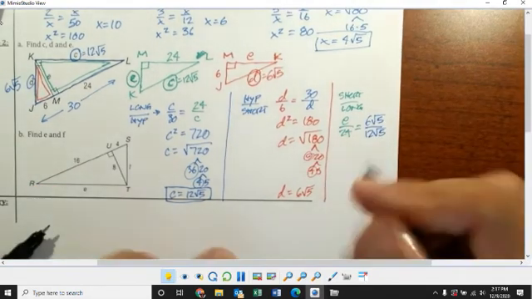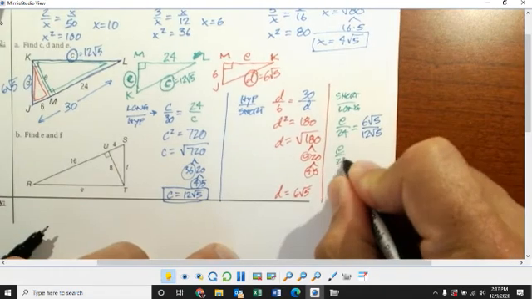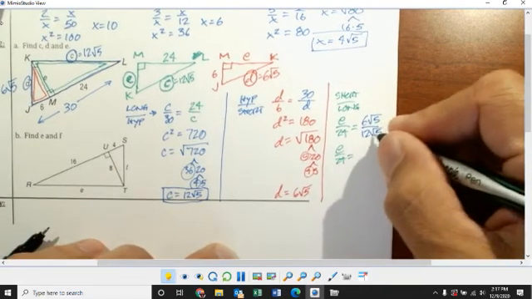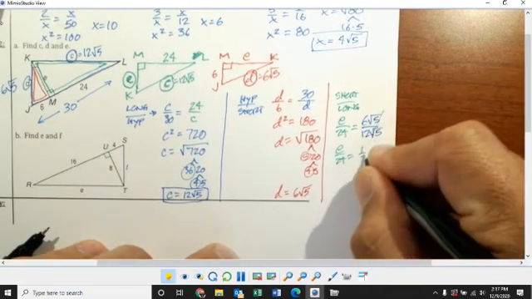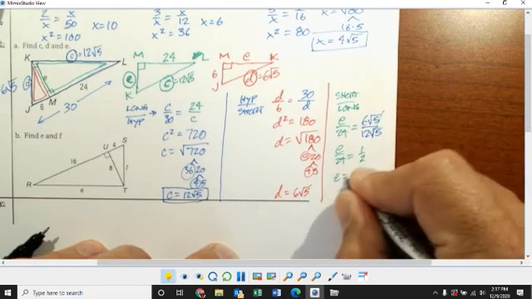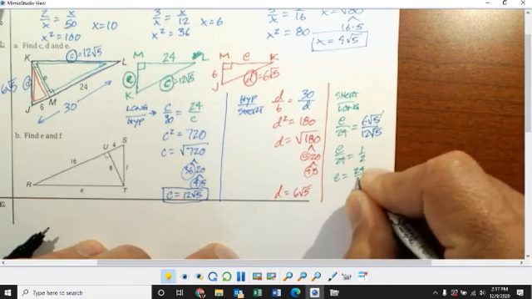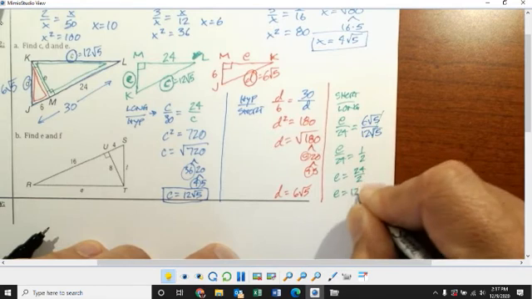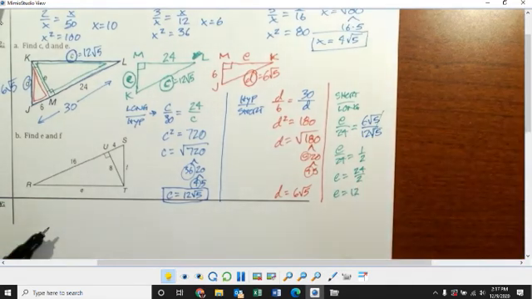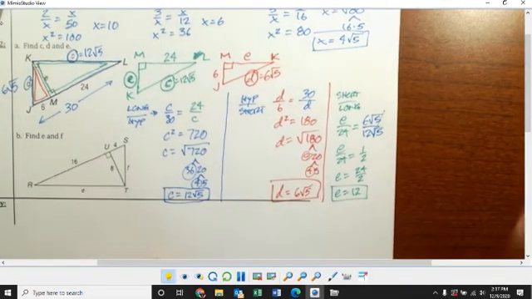Okay? So this is E over 24 equals, the square roots of 5 cancel. 6 over 12 is just 1/2. So E equals 24 over 2. So E equals 12. Okay, so there is my C, my D, and my E. All right, all done right there for you.